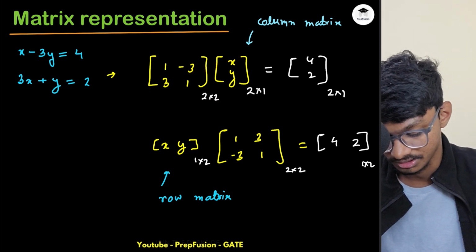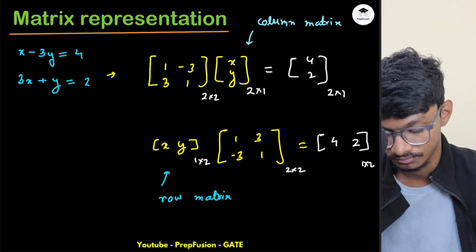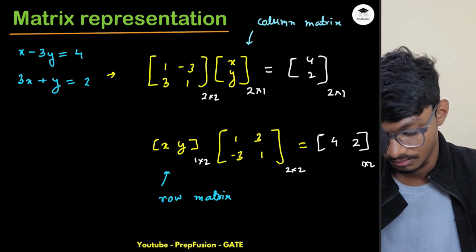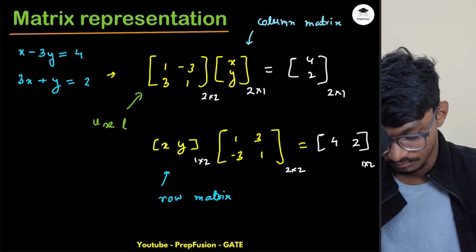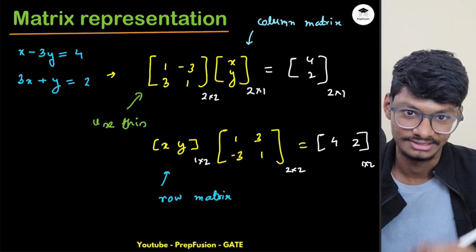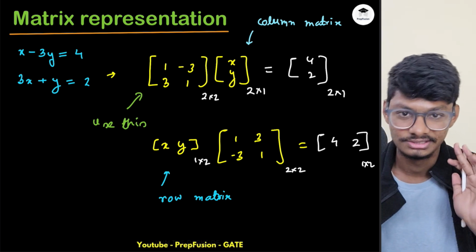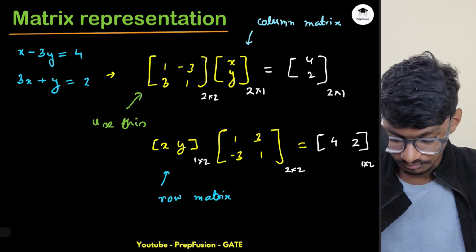So we use this simple convention because it takes lesser space, you can observe. Nothing fancy, there is no mathematical derivation or anything. It just takes lesser space. So yeah, I have told you the matrix representation.